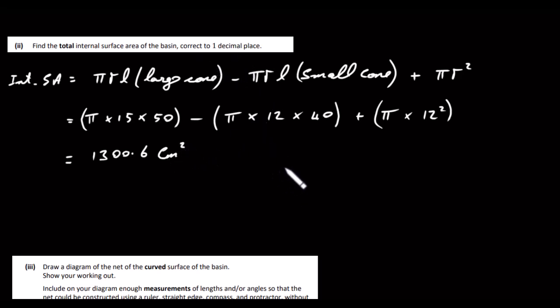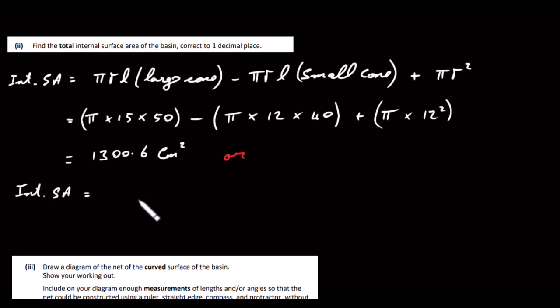Now there is another way of doing this. I'll just quickly run through it. There is a formula in your tables for the frustum of a cone, so I'm going to use that. That will give you the curved surface area only. So we'll do the internal surface area again.